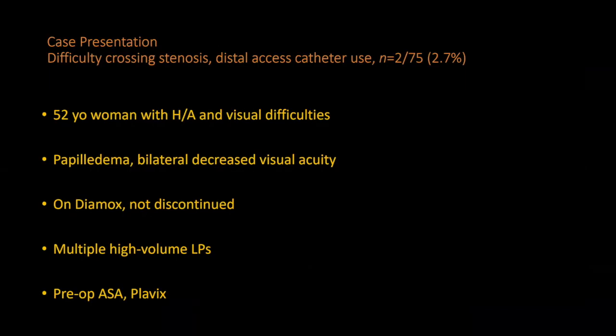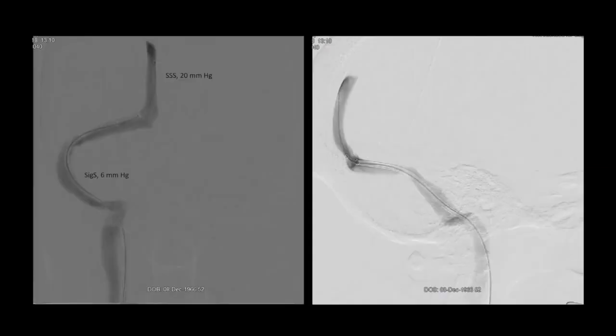So I'll present two different scenarios that pertain to difficulties encountered when crossing a stenosis. In one, I will use a distal access catheter that I have had to use in a couple of cases out of 75 we have performed. This is a patient who is 52 years old, skinny, and a pilot. She presented with a headache and visual difficulty. She has papilledema, decreased visual acuity, and has been on Diamox. I do not discontinue the Diamox. She has had multiple high volume LPs to no avail, and we treat her with aspirin and Plavix before the procedure.